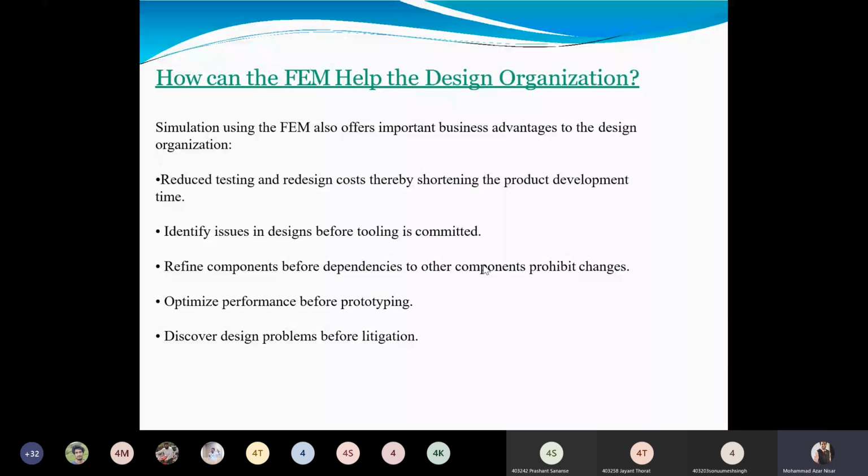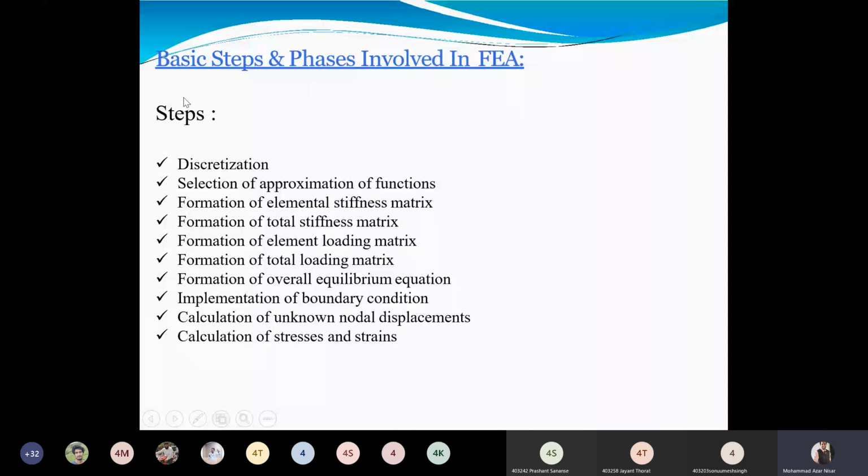So the basic steps involved in this FEA: the first one is discretization. Discretization also means meshing of that product. Then the selection of approximation functions, that is the interpolation function, whether it is simplex, complex, or multiplex. Then formulation of the element stiffness matrix. We will see in solving the problem which element stiffness matrices are used. So element stiffness matrices are used for different elements.